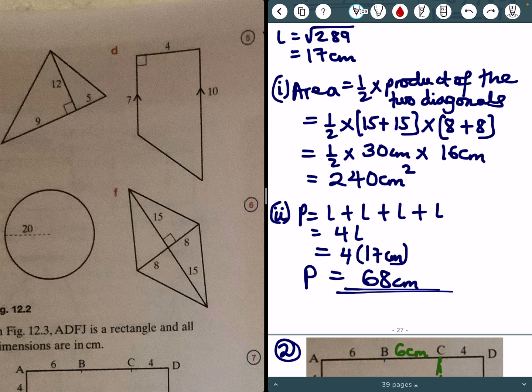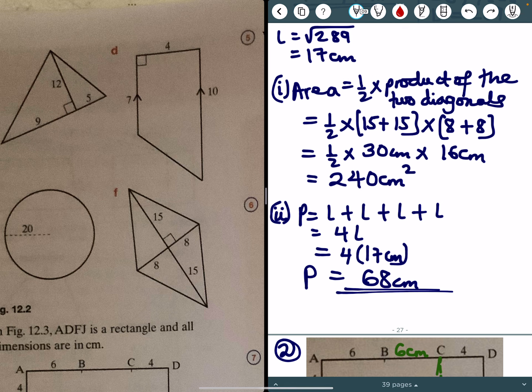So if you want the perimeter, let me go straight and find the perimeter first. If you want the perimeter of the rhombus, just do L plus L 4 times. 4 times L will give you 68 centimeters for the perimeter. So 68 centimeters for the perimeter gives what?